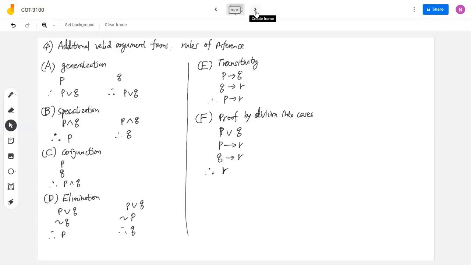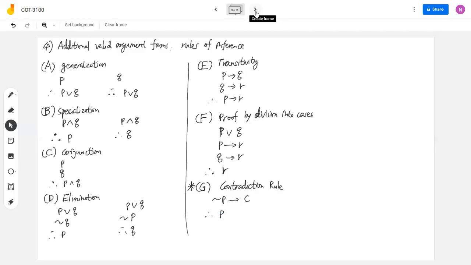And the last one, a very interesting and very useful one, is the contradiction rule. I especially mention this contradiction rule. So if I assume not P implies contradiction, then we must have P.